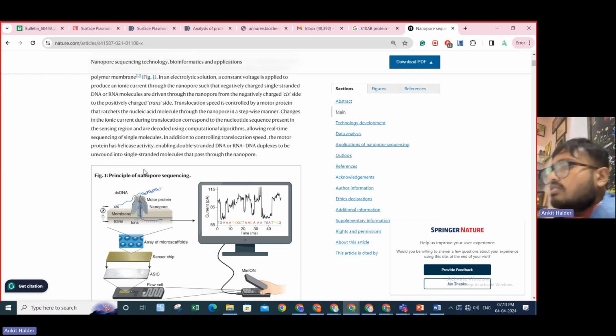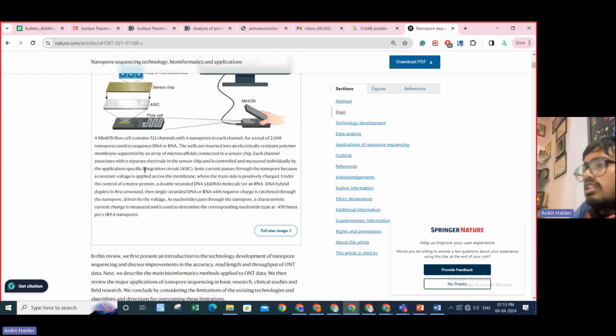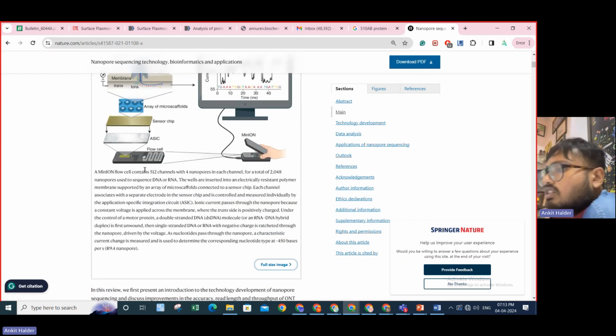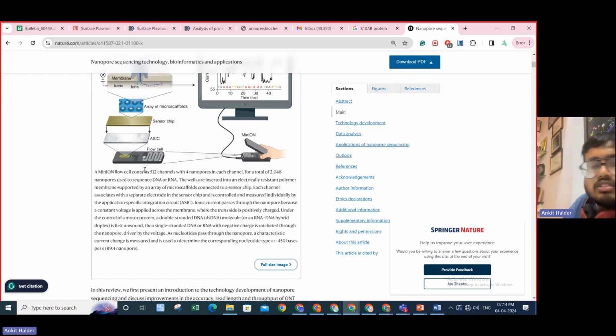Decoded using real-time sequencing of single molecules, controlling translocation, the motor protein has helicase activity, and the DNA needs to be unwound into a single strand that passes through the nanopore. A MinION flow cell contains 512 channels with four nanopores in each channel. Nanopores are used to sequence DNA or RNA.